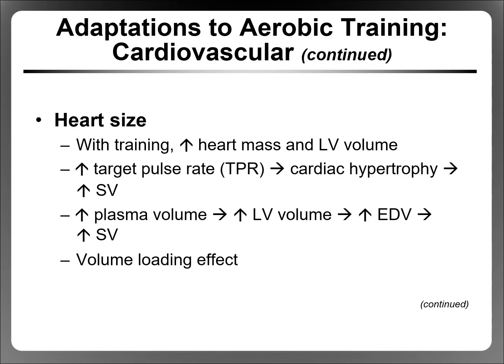All right, so looking at heart size. We know with training, we can increase the heart's mass and the left ventricular volume. This is because we are having specific cardiac hypertrophy, which is going to allow us to increase our stroke volume. Also, there is an increase in our plasma volume because we are more efficient at maintaining hydration and blood volume. This is also going to increase our left ventricular volume and our end diastolic volume, and therefore our stroke volume. So we can see that all of these factors are going to play nice together to improve the heart size and therefore our cardiovascular function.